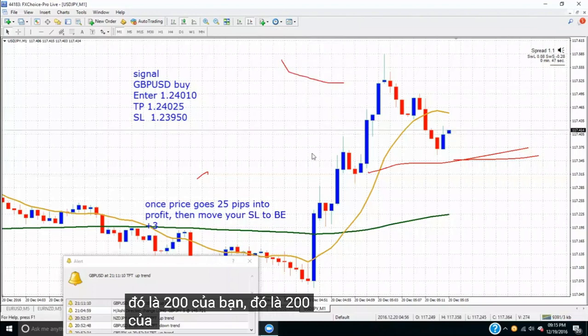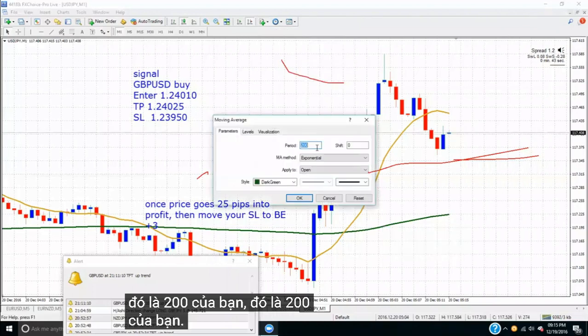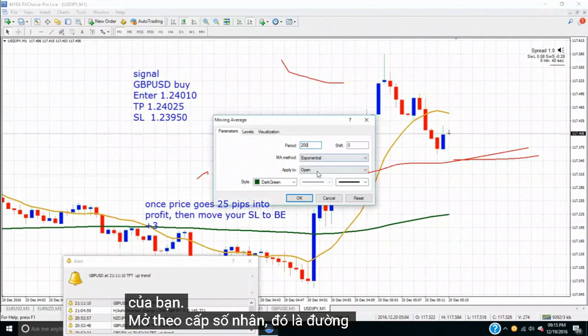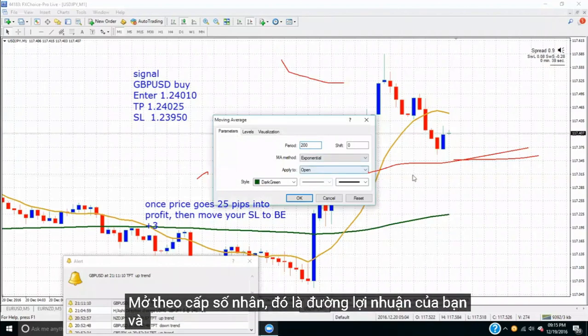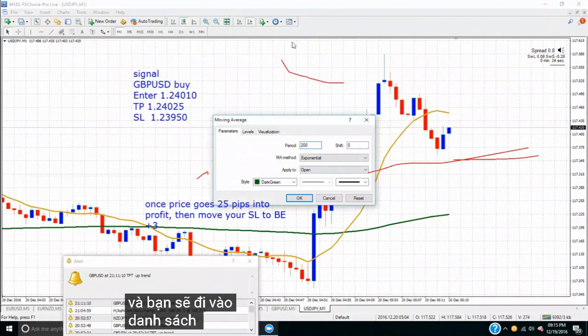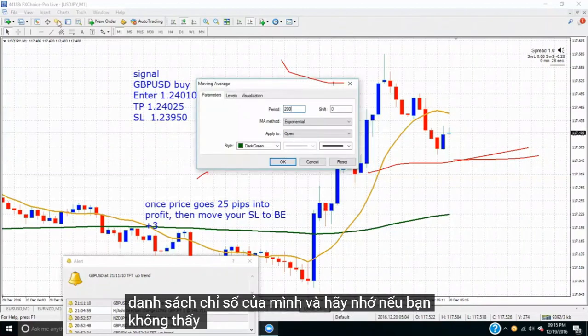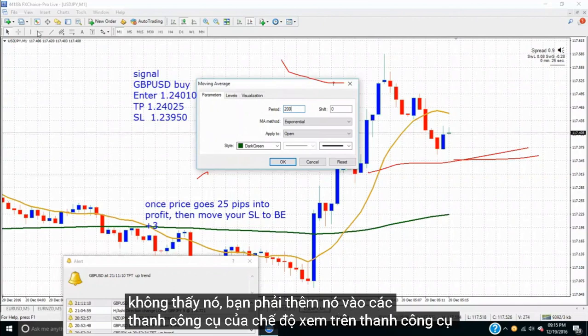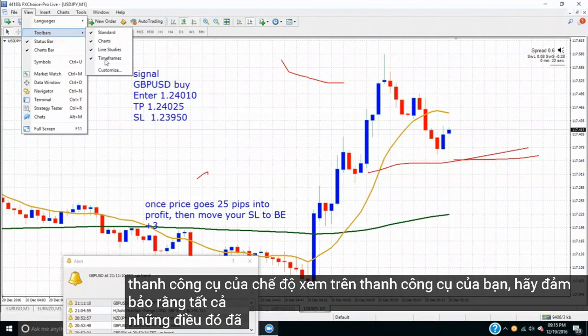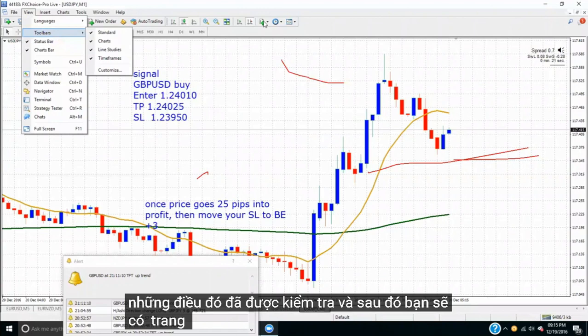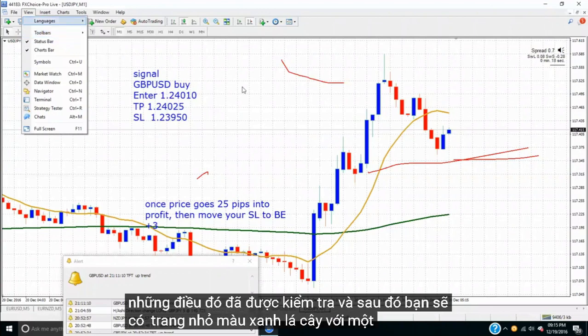It's this right here. It's your 200 exponential open. That's your profit line. And you're going to go into your indicators list. And remember, if you don't see it, you have to add it on your toolbar. View, toolbars, make sure all of those are checked, and then you'll have that little green page with a little green plus sign.